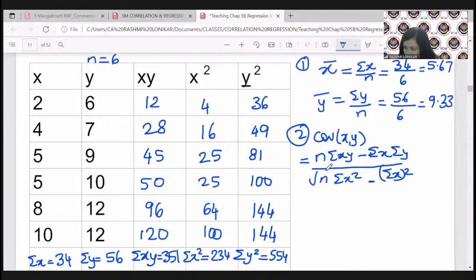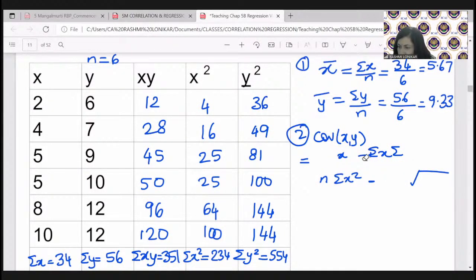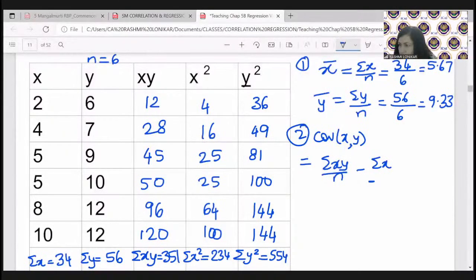Square root of this into square root of, or let us take the other formula. That will be easy because we already have all this data with us. So let us use the other formula, summation xy upon n minus x bar y bar. That is easier for us. This is nothing but summation xy upon n, and then we have x bar and y bar.